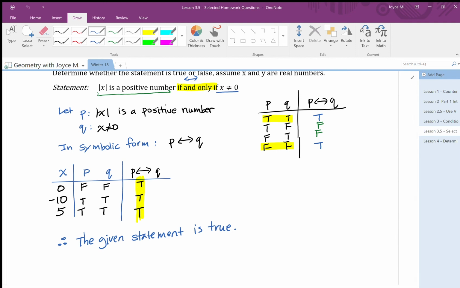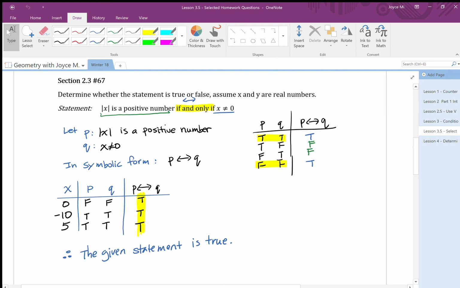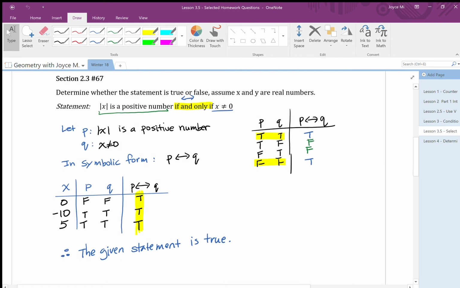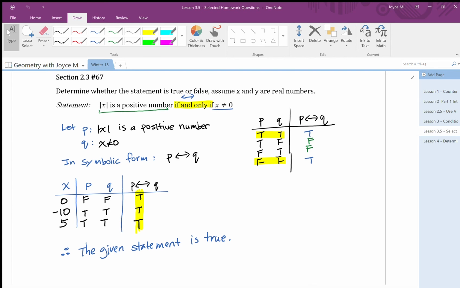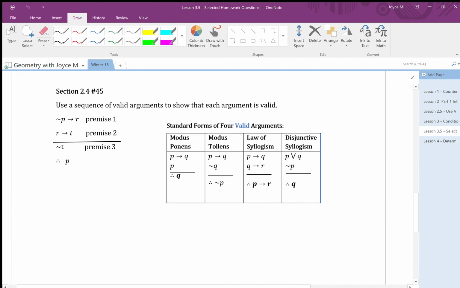So this is homework question 2.367. Let me zoom in so you see the whole thing. Okay. Now let's move on to the next one. The next one is number 45 in homework 2.4.